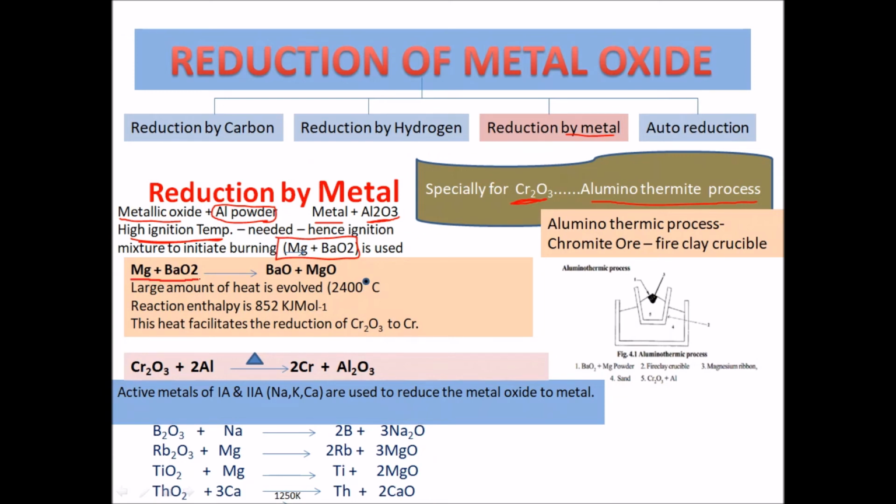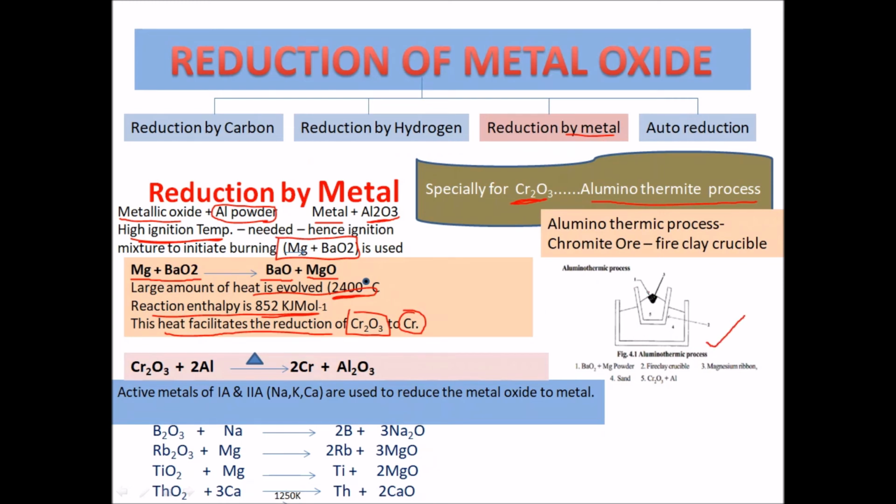Magnesium and barium peroxide, when they react, produce barium oxide and magnesium oxide, and a very high temperature of 2400 degrees Celsius is evolved. The reaction enthalpy is also found to be 852 kilojoules per mole. This large amount of heat that is produced facilitates the reduction of chromium oxide to chromium. This takes place in the aluminothermite process.